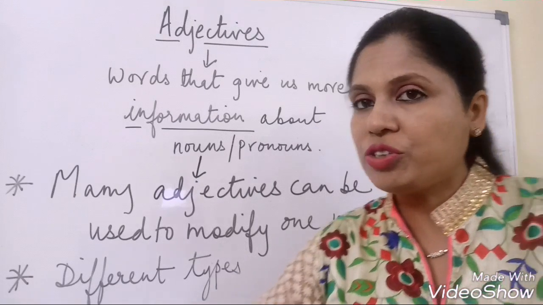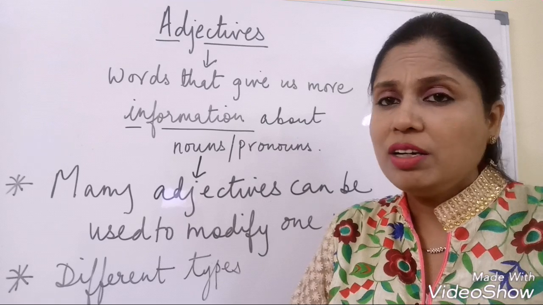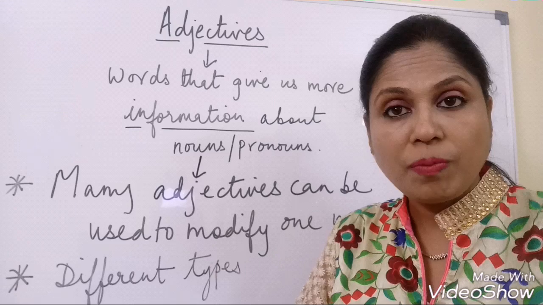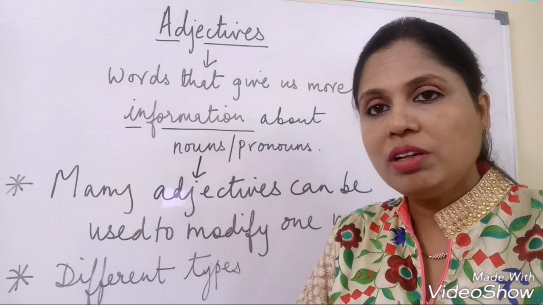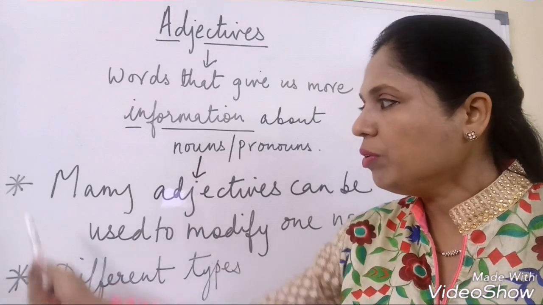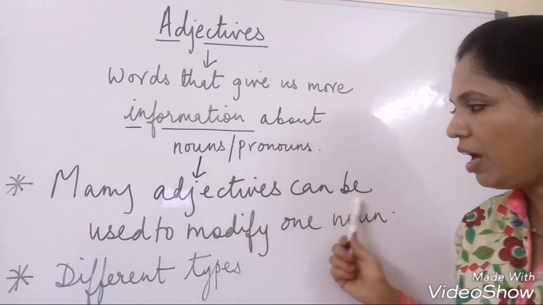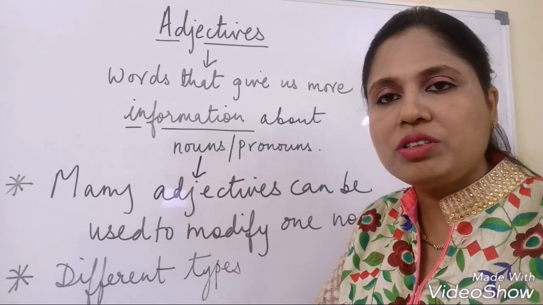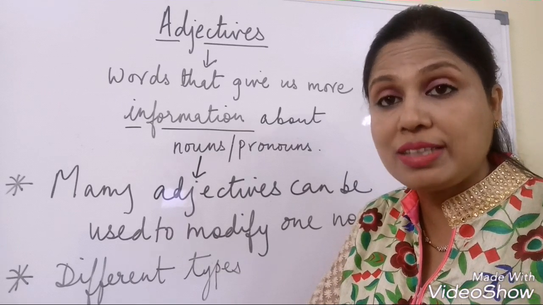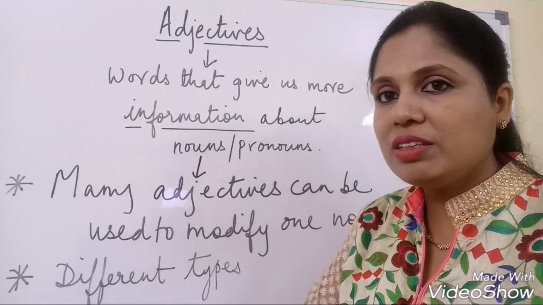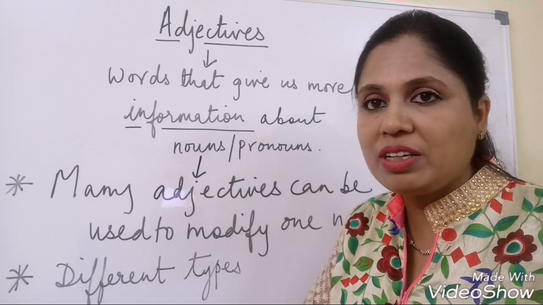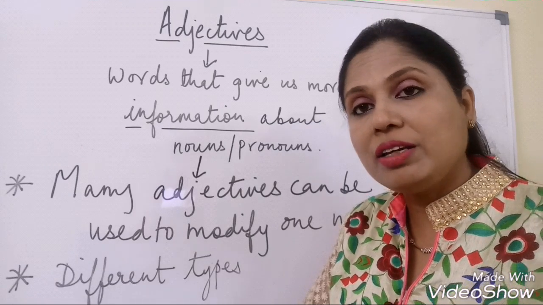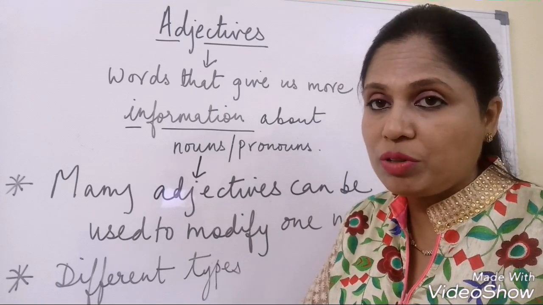Now the next question that arises is how many adjectives can I use to modify one noun? My answer is a number of them. So many adjectives can be used to modify one noun, or rather, to put it more emphatically, the same noun. So I can say this is an old dilapidated house. So I'm making use of two adjectives. I can make use of more than two adjectives also.